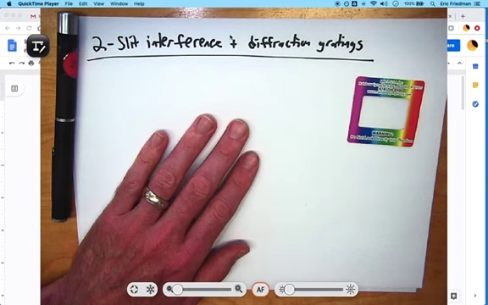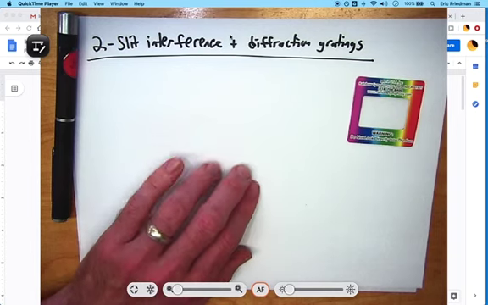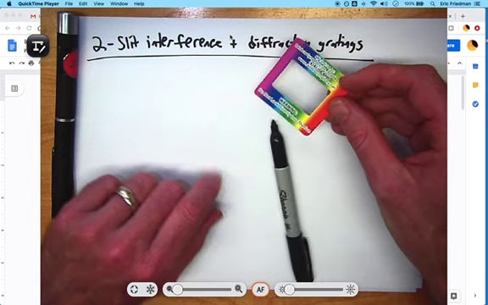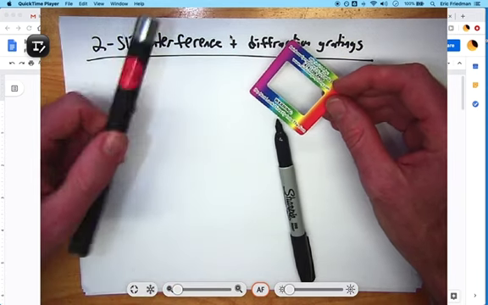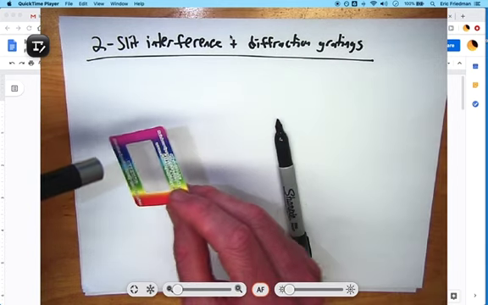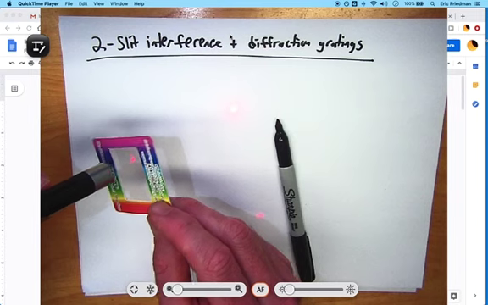This video is going to be about two-slit interference and diffraction gratings. So remember what we did in class. We had this diffraction grating and we had our laser pointer, and when we aimed our laser pointer through the diffraction grating, we got some dots.